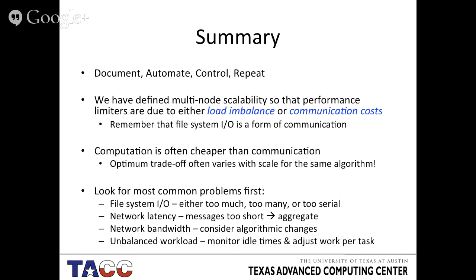And I've run over like 8 minutes, but we're finally in the summary. So essentially, if you want to look at optimization, you want to look at scalability, the main things are you need to document what you're doing, you need to try to make it automatic, and you need to be able to control and repeat your control experiments so that you can be sure that what you measure is the right thing.